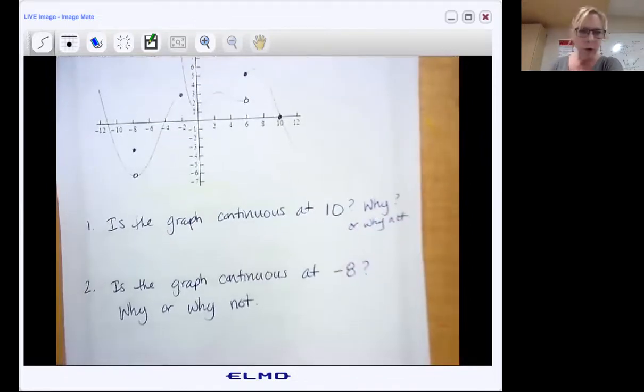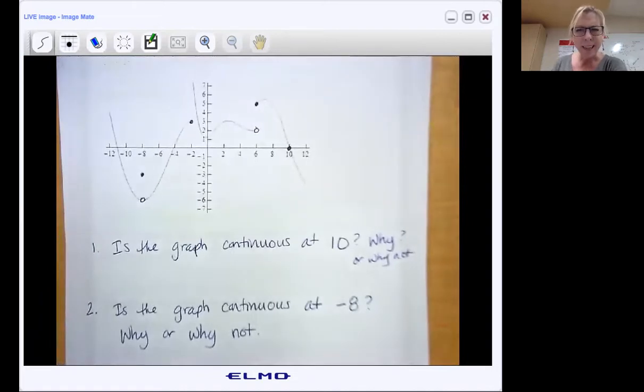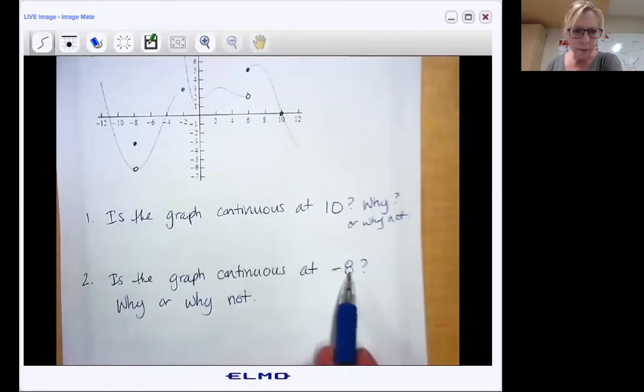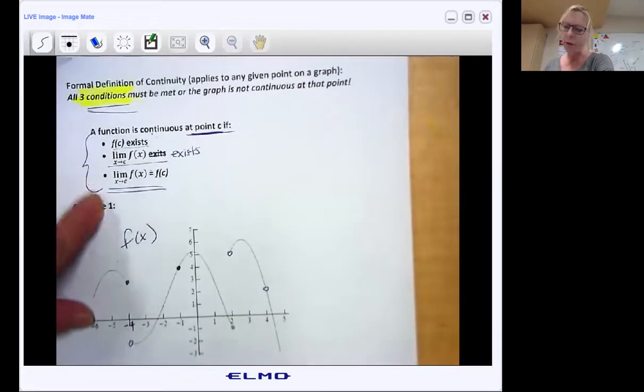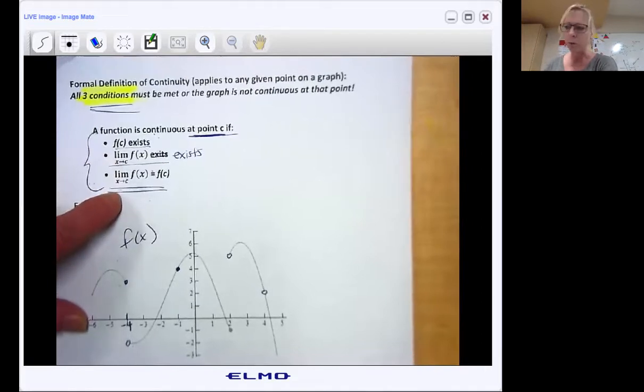Your second question, and make sure you write these down and maybe take a screenshot of this graph so you don't have to watch the video again. Is the graph continuous at -8? Why or why not? And again, really think about all 3 of these conditions. So you have to find out, does the function exist? Does the limit exist? And are those 2 things equal to each other?